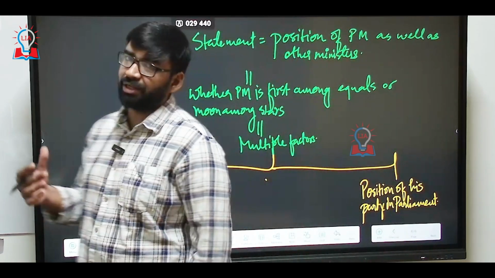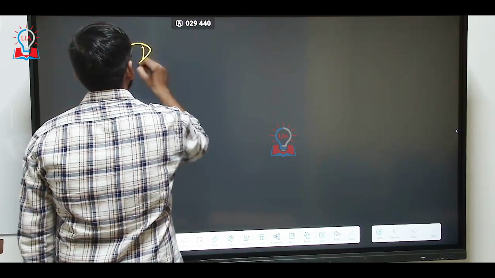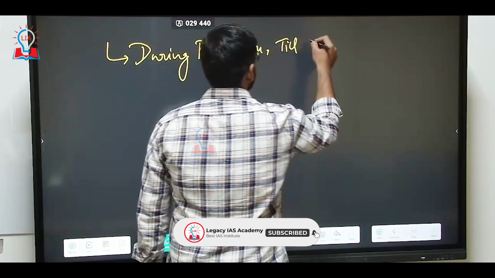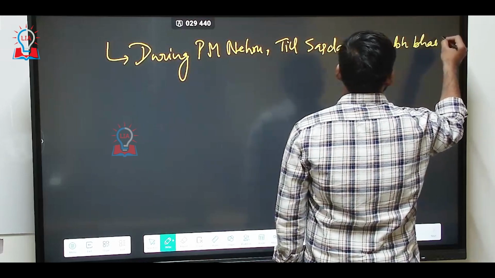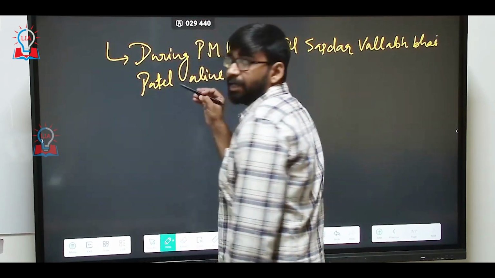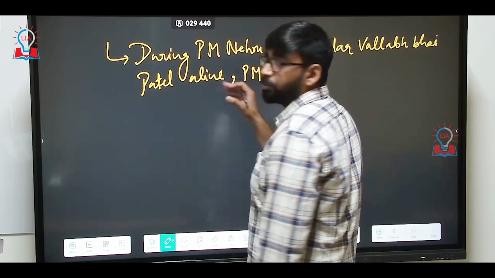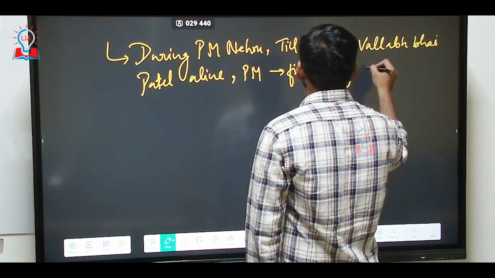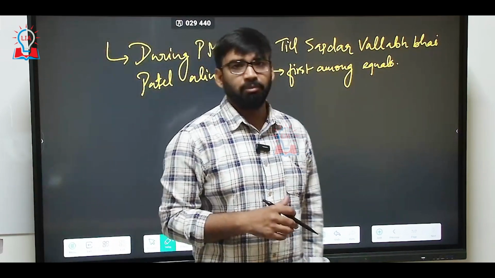So we'll take some examples since the time of Nehru. Clear? So during Prime Minister Nehru, till Sardar Vallabhbhai Patel was alive, at that time the position of PM was first among equals, because Sardar Vallabhbhai Patel was a strong minister, strong leader. Getting my point? Remember this thing.